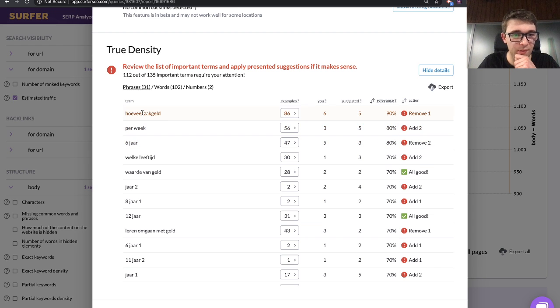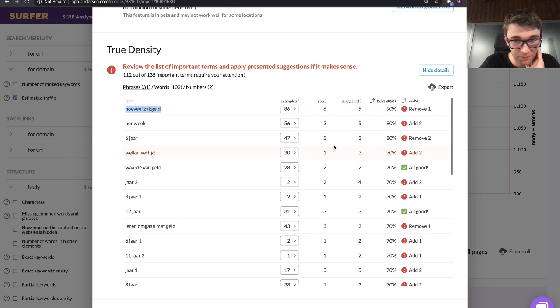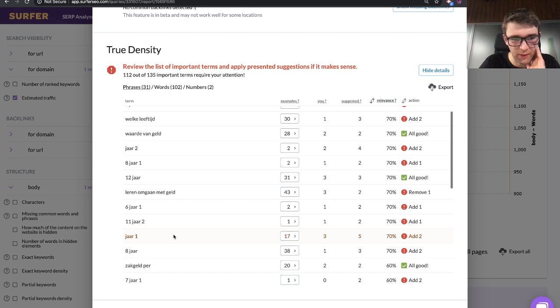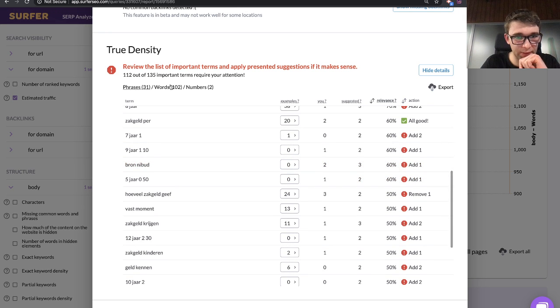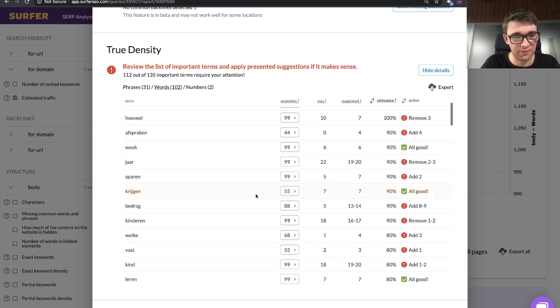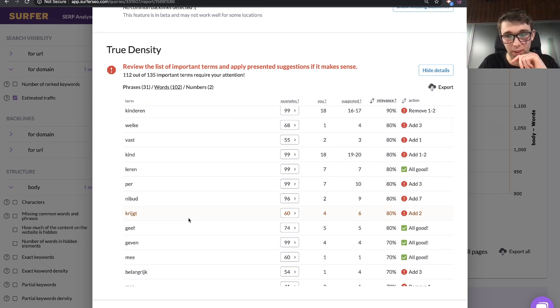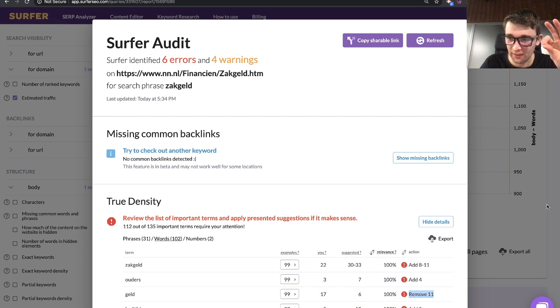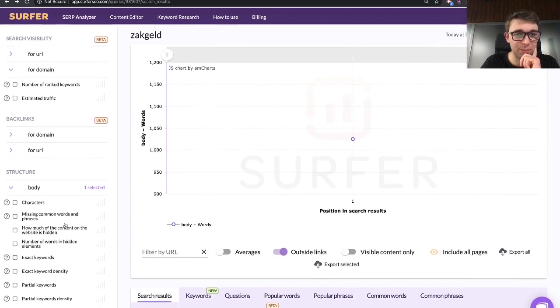So just there, I don't know Dutch, but this one is slightly over optimized. This one is over optimized as well. It's probably the length of the loan, or I don't know, but this one is over optimized. Let's take a look at the words, because the Zach Geld is the most important word in this situation because it's our exact keyword. So take a look, Zach Geld, over optimized. Geld, over optimized again. I don't know if those terms make any sense to you, because I don't know Dutch, but I can see here quite a lot of red errors.